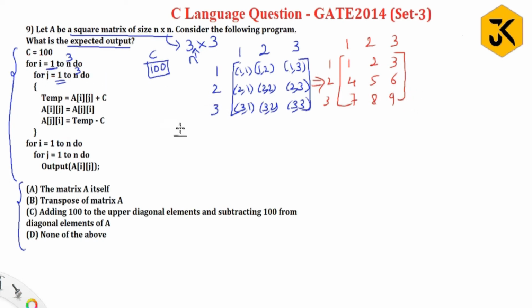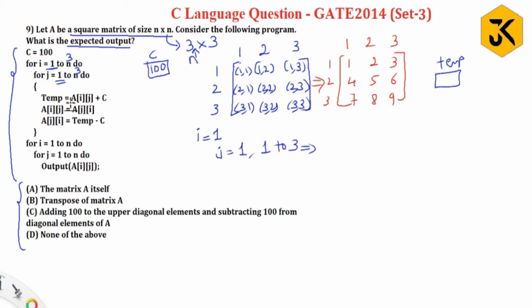For i equal to 1, the i value will be 1. Then j value will be 1, and this will iterate up to 3, right? Then it is going to execute. It is going to create some temporary variable. Guys, it will be easy, but to make clear tracing, I am going to explain every step.